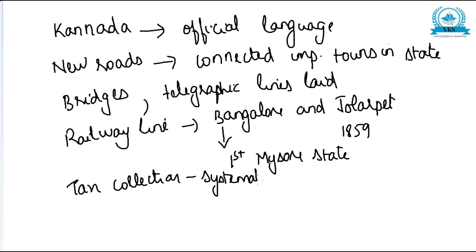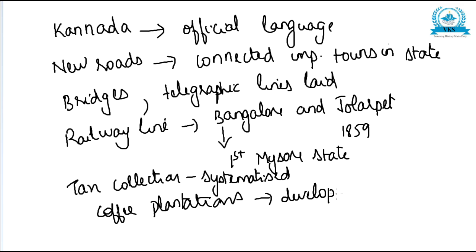Taxes were collected systematically, and this helped in increasing the annual income of the state. He was also interested in developing the coffee plantations. Coffee plantations were developed. And finally, he resigned from his post as a commissioner in the year 1861. So after doing all these developmental activities, he resigned from the post in 1861.